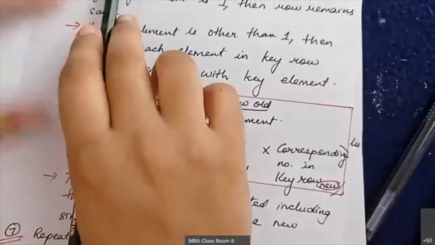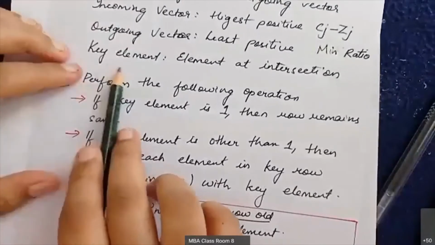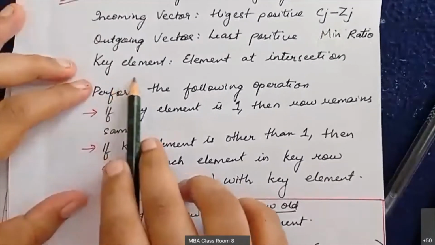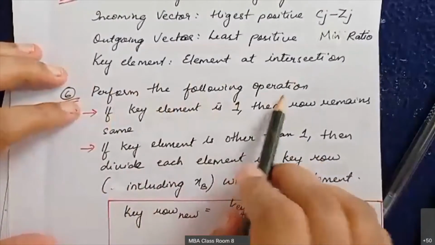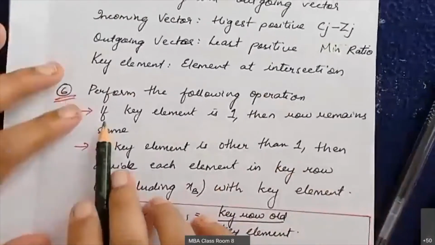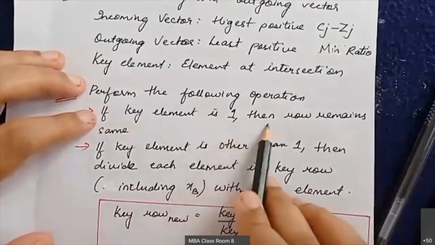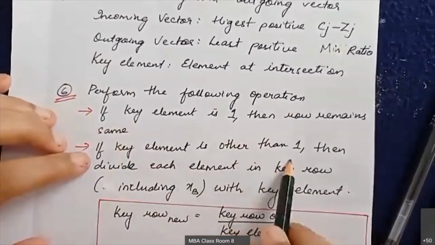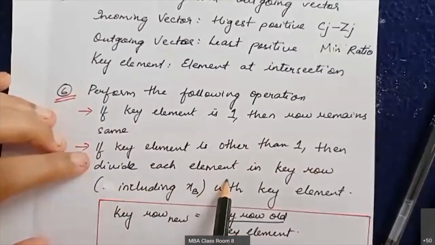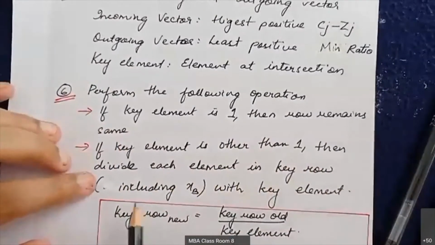I'll show you the steps in that. We have already found the key element. The key element is the element at the intersection. Now perform the following operations. If the key element is 1, then the row will remain the same. If the key element is other than 1, then divide each element in the key row, including our solution.